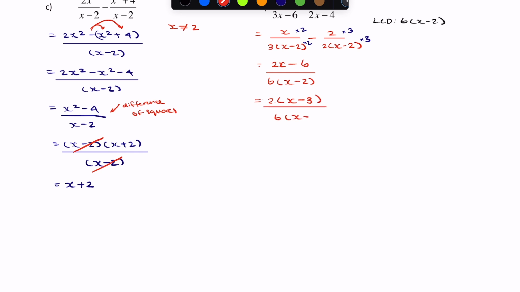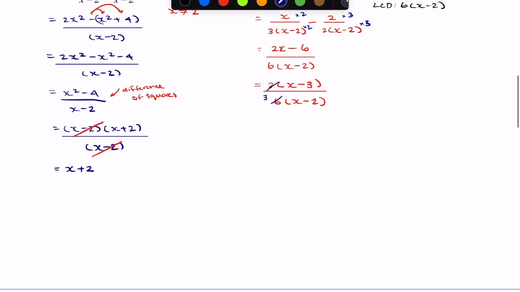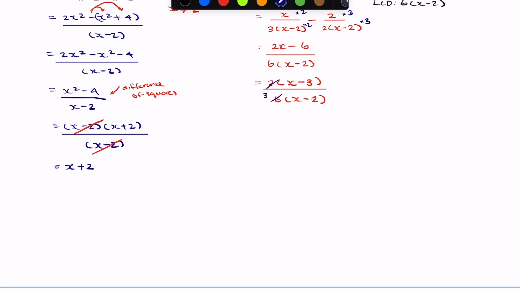6x minus 2, and now we can cancel out here. So here we cancel out the 2 over 6, which leaves us with 1 over 3. So here, our final answer is x minus 3 over 3x minus 2.